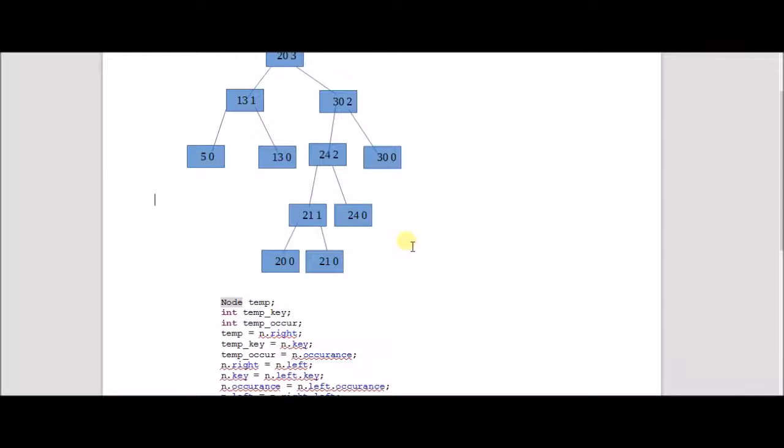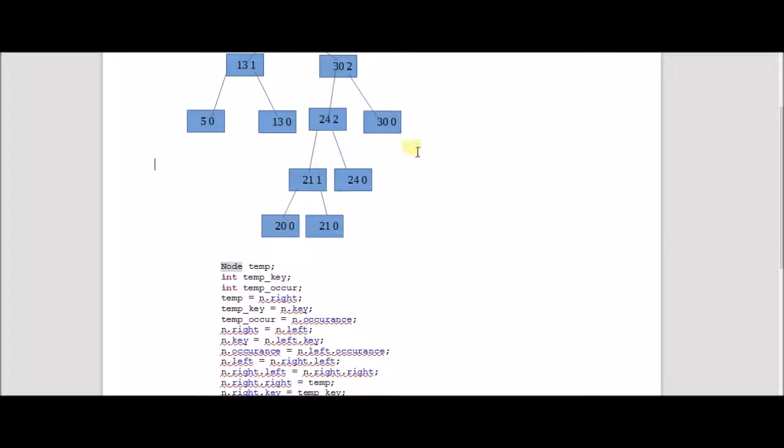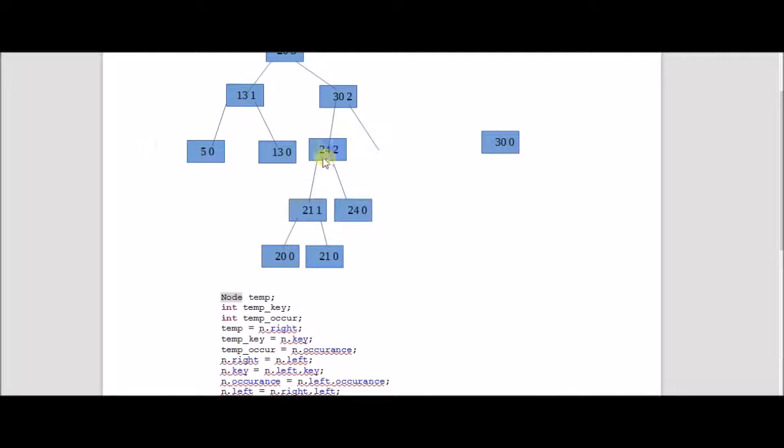So for the right rotation, what we do is we keep this as a temp key, and we store the key of this current node as a temporary key. This is the temp node, and whatever the occurrence it has. Now the current node's right is going to be the current node's left, that is this 24. That's going to be the right, it is going to point to its left, and the current key is going to be the left's key.